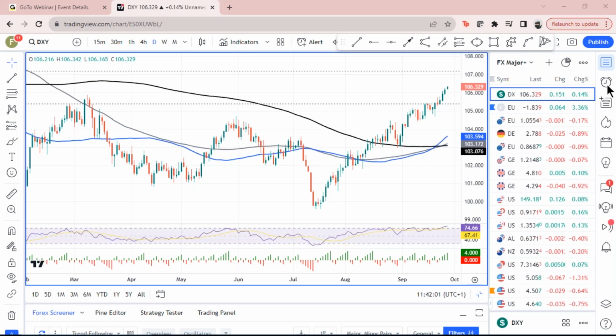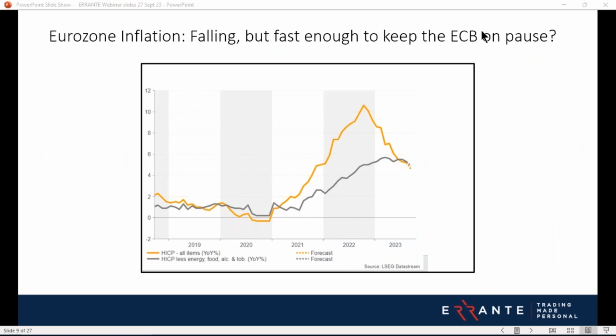Also, of course, we do get eurozone inflation data. And there's a chart here where we are falling, of course, but whether this is fast enough to keep the ECB on pause is a big question. Consensus sees the headline inflation declining 0.6 basis points to 4.6% year on year. That would be the lowest rate since October 2021. More importantly, core inflation is forecast to moderate 4 pips to an 11-month low at 4.9% year on year.